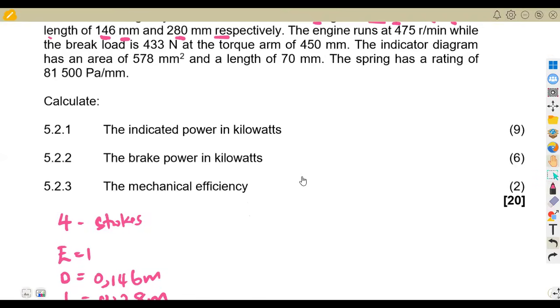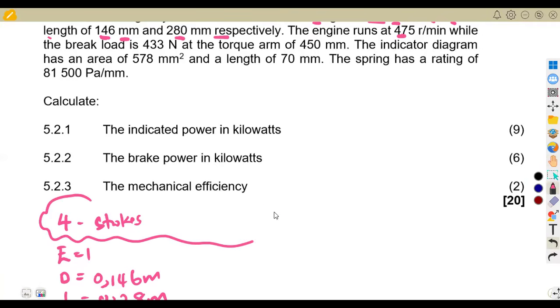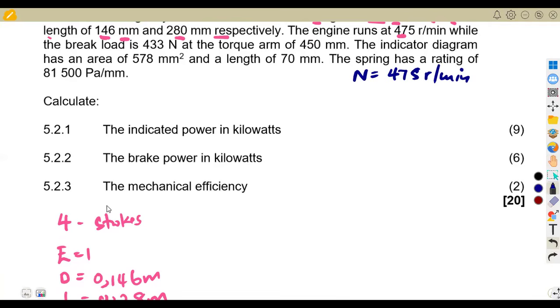Then the speed. The engine runs at a speed of 475 revs per minute. Remember, the speed is affected by the number of strokes. I talked about this. The speed that you are given is 475 revs per minute. But because we are given that it is a 4-stroke cylinder, our N is going to be considered as revs per second over 2. You divide by 2 when it is a 4-stroke; a 2-stroke is going to be revs per second over 1.